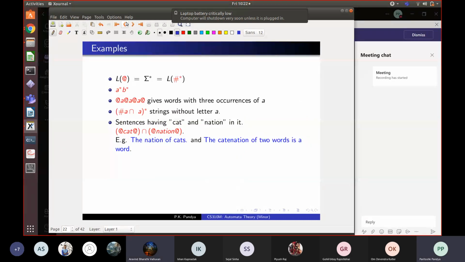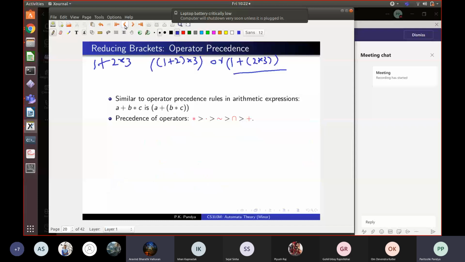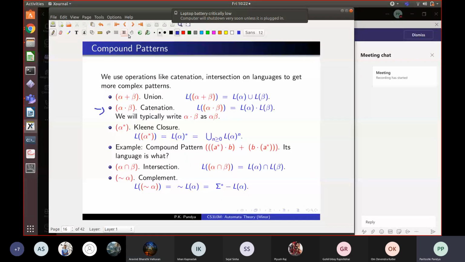Sir, one question here. Why is complementation after catenation? Is there a specific reason? Generally in mathematics, doesn't it come the other way around? Pardon? What did you mean? The order of operators.